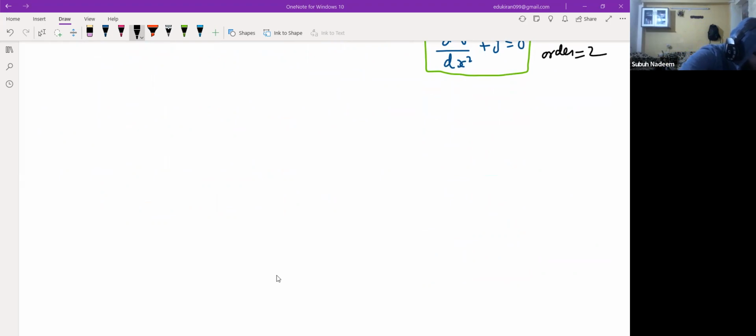You may have word problems also, but first let us see a few questions on this. Then we'll see word problems also. So exercise 9.3, try question number 2 and 5.